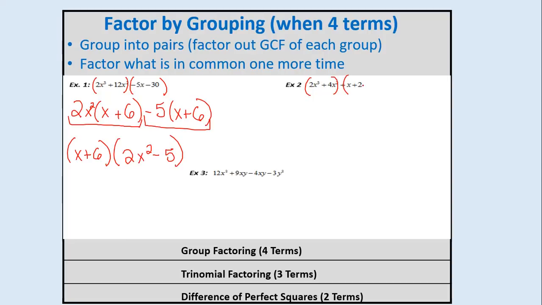So, combine these two, group into pairs. What's common between these guys? It looks like it'd be a 2x, right? We'd have an x, oh, nope, actually 2x squared, right? Just literally can't see that x squared today. And then x plus 2 would be left behind after I factor out a 2x squared out of both of those terms. What is common between an x plus 2, an x and a 2?